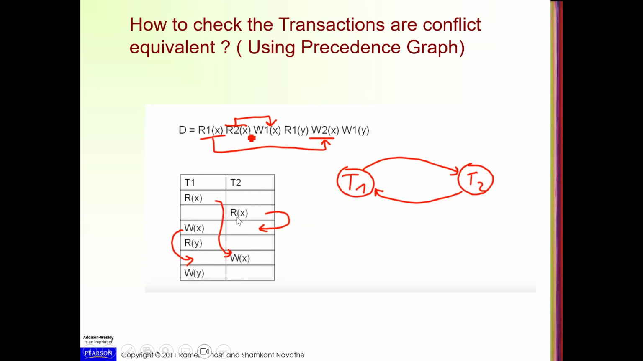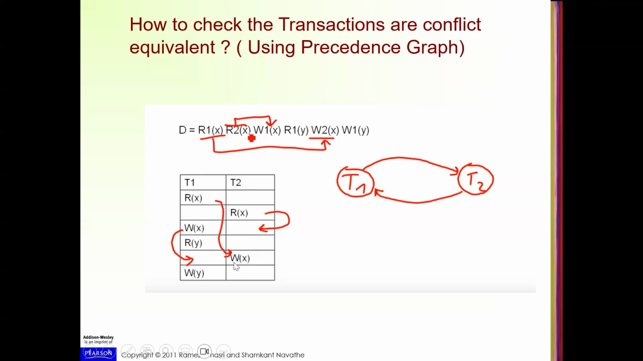Now come here to the read of X. Read on X never creates a problem with another read of X, right? Then we come to the W of X. So here, this W of X is creating a problem with R of X.